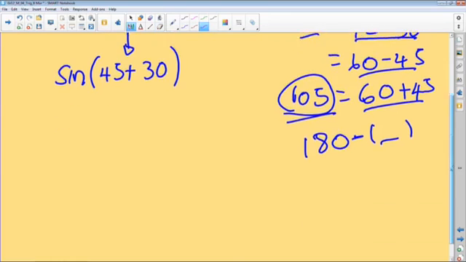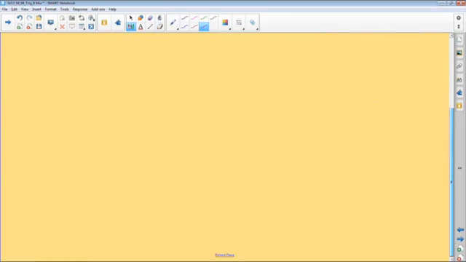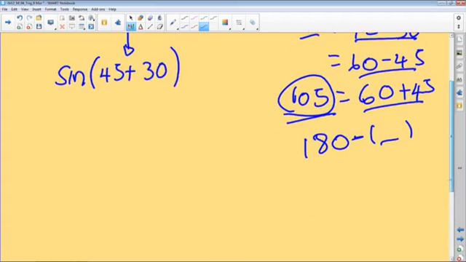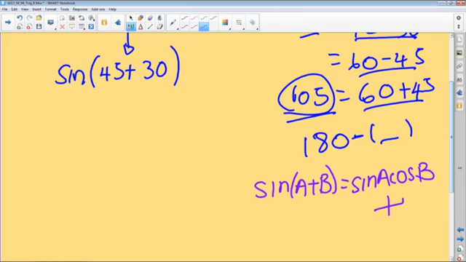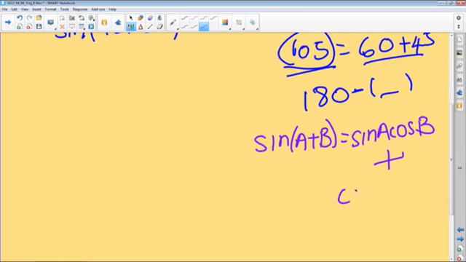So if I have sine alpha, or A, let's just use A, sine of A plus B, that's going to be sine A cos B plus cos A sine B. That's the expansion, right?